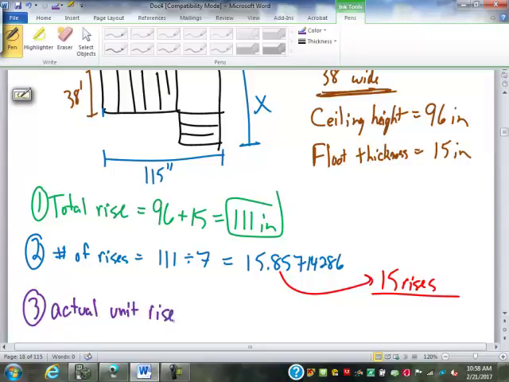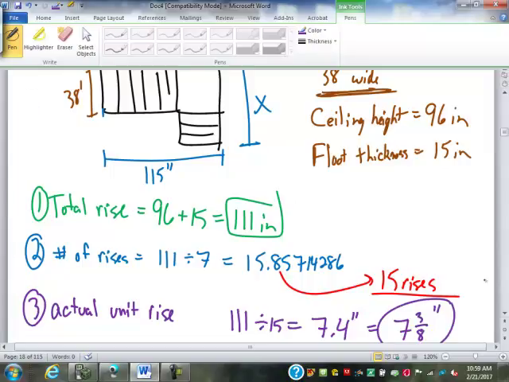Actual unit rise, the actual riser. So 111 divided by 15 is going to give us 7 point what? 7.4 exactly? Perfect. So that is 7 inches, and 0.4 times 16 is 6.4, so that is 6/16 or 3/8. Again, I would probably make that 7 and 7/16 or 7.5, because it's really close to 6.4, basically 6.5/16, so it's halfway to 7/16 anyway. But anyway, we got 7 and 3/8.